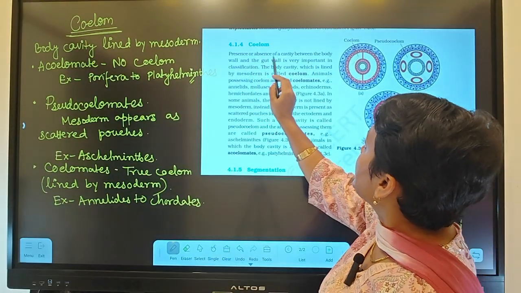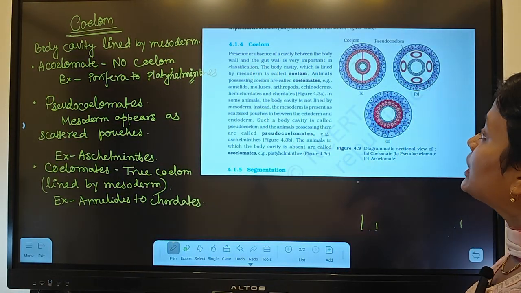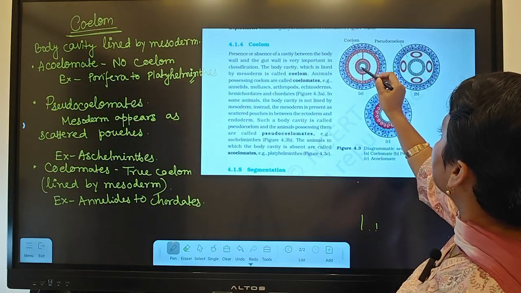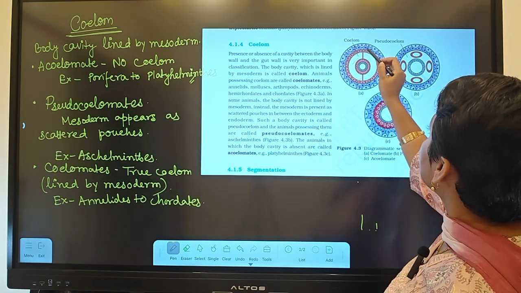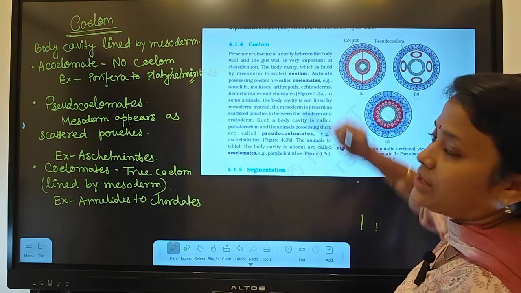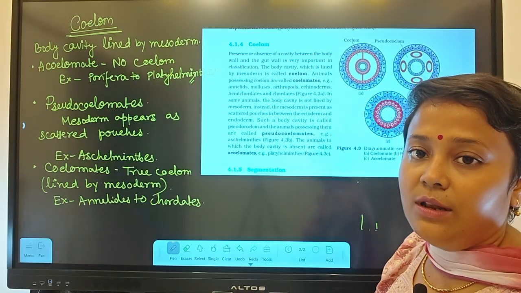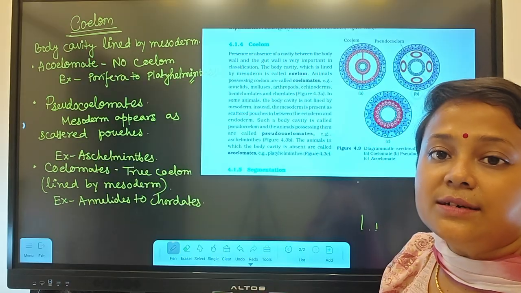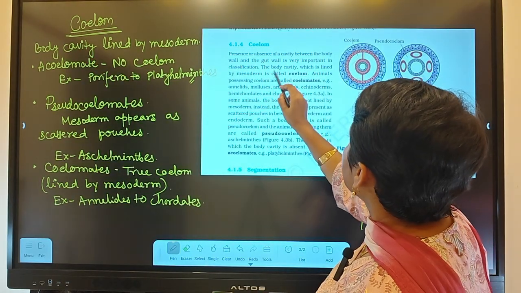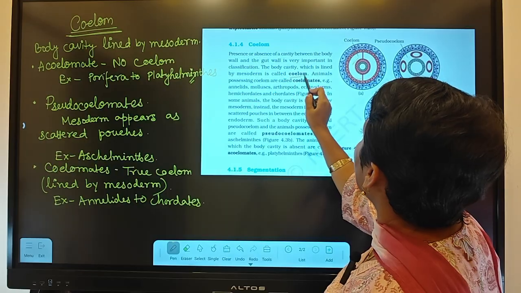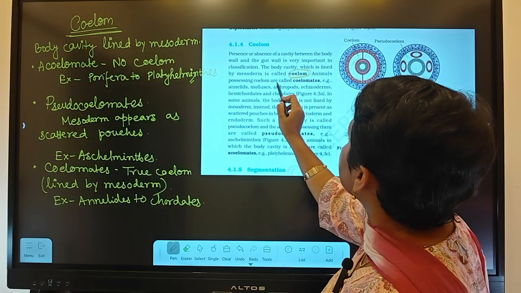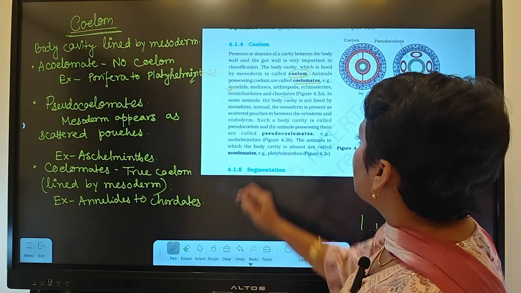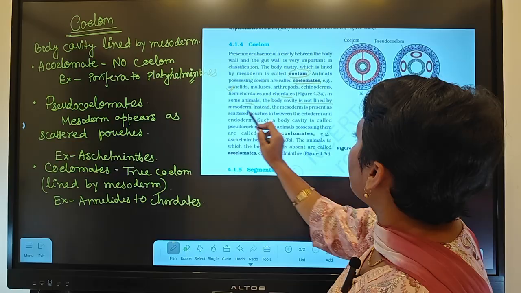So here presence or absence of a cavity between the body wall and gut wall is a very important classification. Endoderm later will form the gut, and this one will form the body wall. So between body wall and gut wall there will be mesoderm present, and this mesoderm makes the coelom, right? So here this body cavity which is lined by mesoderm is called coelom. Animals possessing coelom are called coelomates. Example, annelid to chordates.